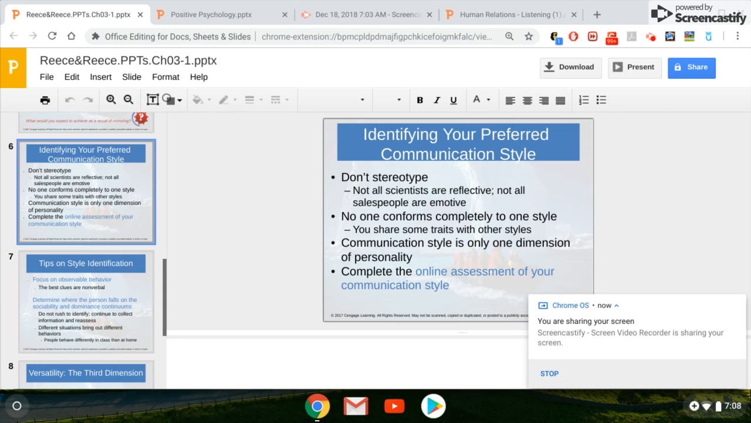Communication style is only one dimension of your personality, and through the text you can complete an online assessment of your own communication style. So it's good to identify your communication style and also understand and identify some characteristics and traits that you have in common with other communication styles also.